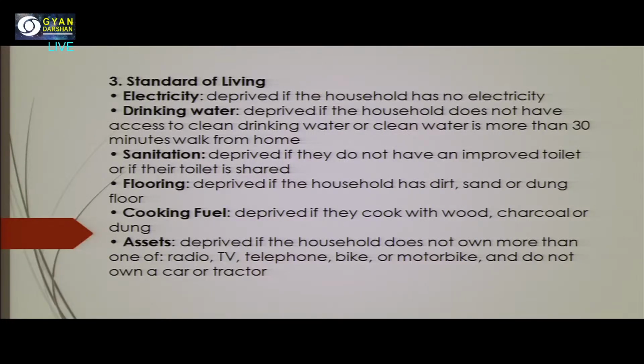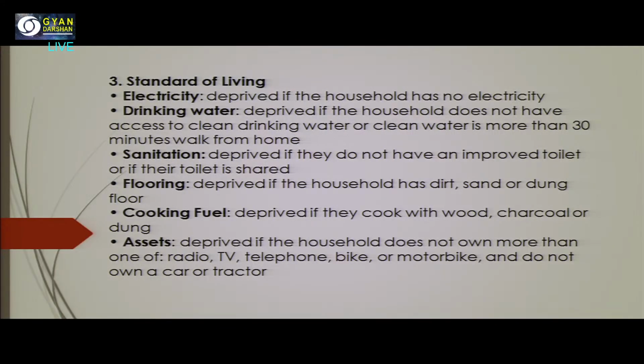The third dimension is standard of living. In standard of living, they consider different indicators. First one is electricity. Any household is considered to be deprived if the household has no access to electricity. Then, in the same way, the second one is drinking water. Any household is considered to be deprived if the household does not have access to clean drinking water, or clean water is more than 30 minutes of walk from their house, then that household is considered to be deprived.